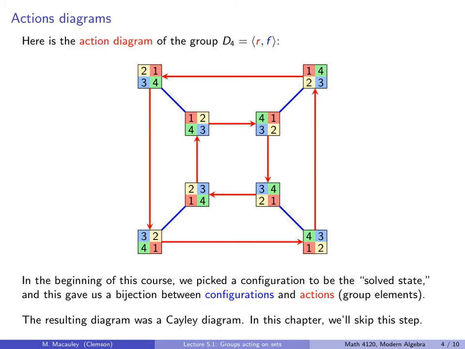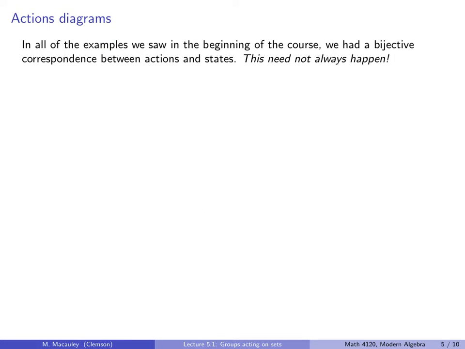The resulting diagram was, of course, a Cayley diagram. In this chapter, we will skip the step of declaring a certain configuration to be the solved state. This will free us from the bijection between configurations and actions, and it will allow us to look at groups that permute or act on sets of different sizes. The novel idea of group actions, I'll say it one more time, though it might be a little overkill, is that in all of the examples we've seen in the beginning of the course, we had this bijective correspondence between actions and states, and this need not always happen.